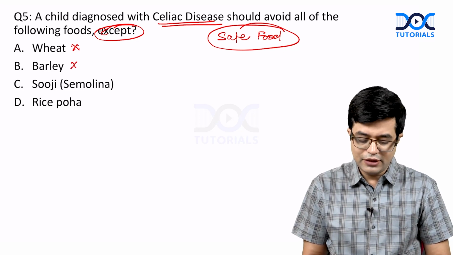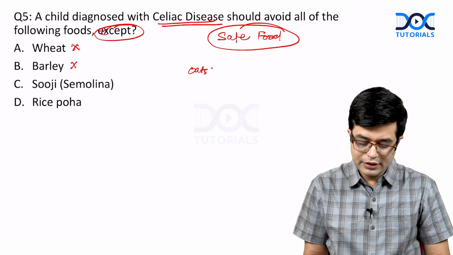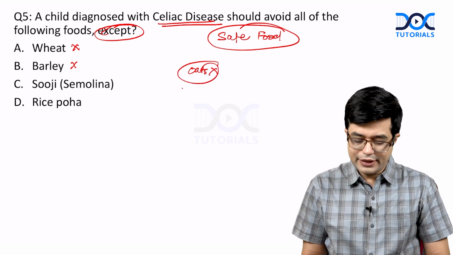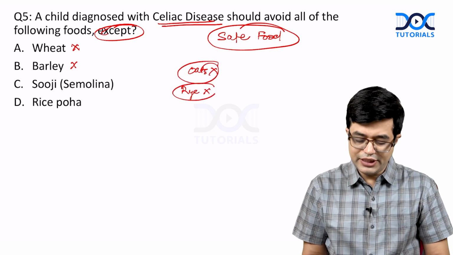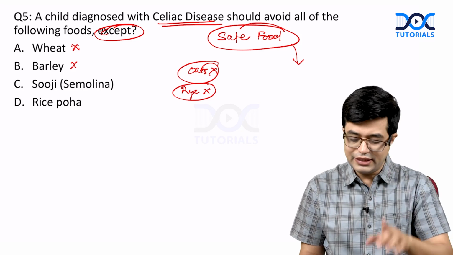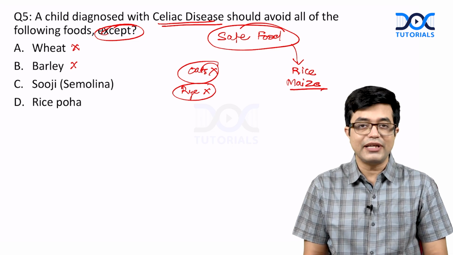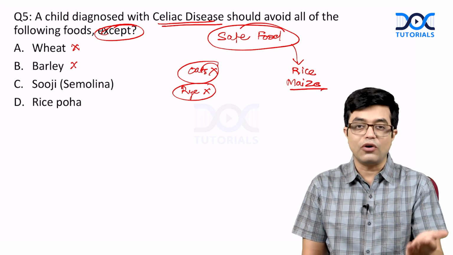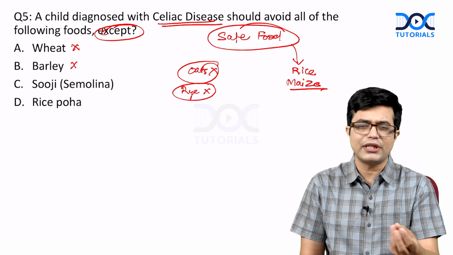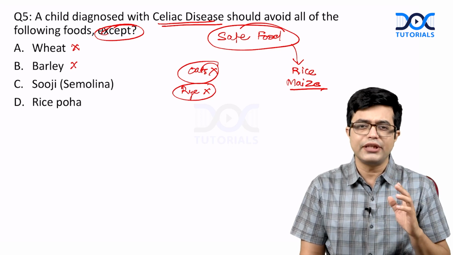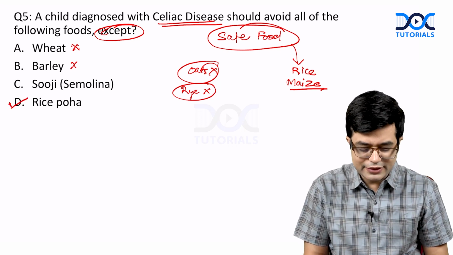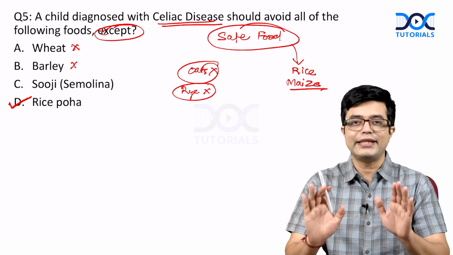Barley cannot be given, oats cannot be given, right? Rye cannot be given. Only two cereals are found to be safe. Safe foods in celiac disease are rice and maize. Now, maize is not in the option. Rice poha is mentioned. Some people said, sir, rice pulao was the option. Some said simple rice was there. Some said only poha was there. Rice poha is the correct answer. Rice is the safest cereal.